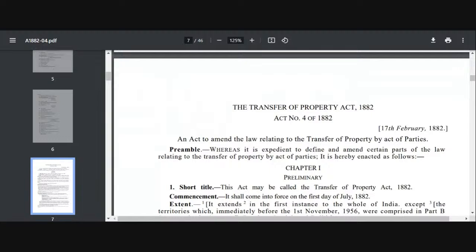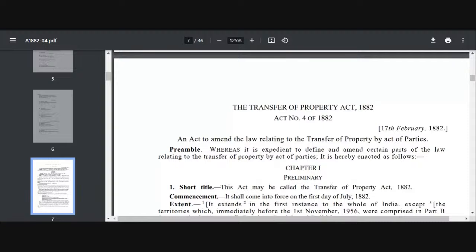The preamble says that whereas it is expedient to define and amend certain parts of law relating to TP by act of parties. So, this was enacted because it was necessary to define, to give a definite meaning, right? To give a definite meaning and make some changes in the rules which were regulating at that time relating to transfer of property which was taking place between parties.